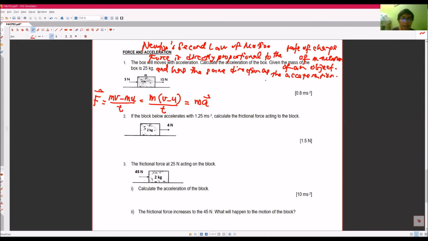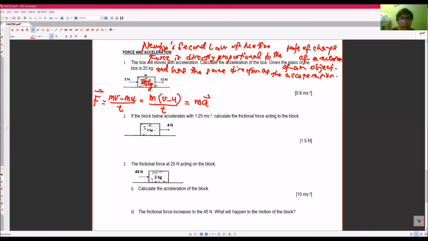Okay, let's see the first question here. The box will move with acceleration, thus has a force. Every time we see acceleration, constant or not constant, there is a force. External forces act on the object. Calculate the acceleration of the box, given the mass of the box is 25 kilograms.